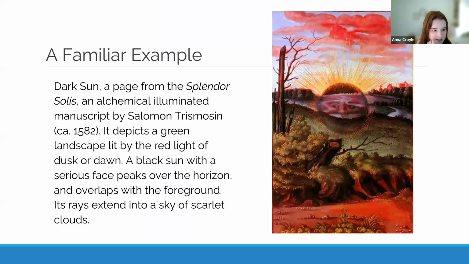So going back to our example from alt text, if I'm posting about it, maybe I want to provide a longer image description next to the image so that all users can understand my interpretation of it. So I might have both the title, Dark Sun, a page from the Splendor Solis, an alchemical illuminated manuscript by Salomon Trismosin, circa 1582, and then the description of the artistic qualities. It depicts a green landscape lit by the red light of dusk or dawn. A black sun with a serious face peeks over the horizon and overlaps with the foreground. Its rays extend into a sky of scarlet clouds. So expanding it from just the alt text of the title all the way to a more in-depth image description, depending on what your needs are.